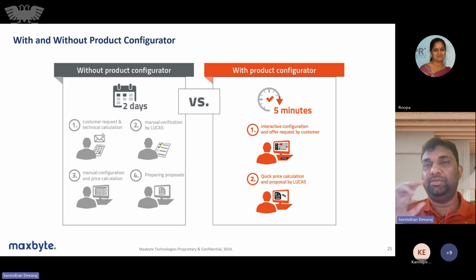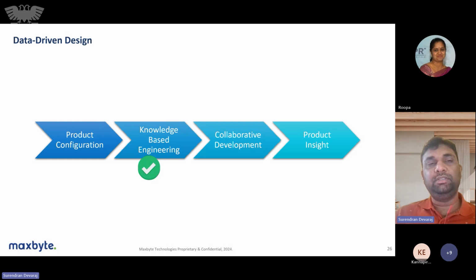Now it has been reduced to one single button click or 5 minutes, where users themselves can do it. They can select the product, the system itself will give the BOM, the manufacturing BOM and engineering BOM, whatever is required, and then they can immediately place the order and simulate the products online as well. So this is one example of how data-driven design can help us reduce the design cycle time.